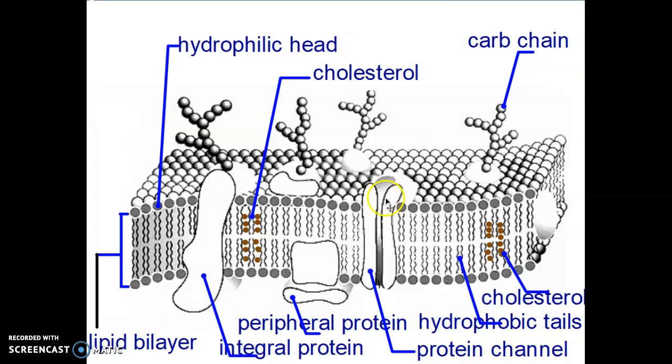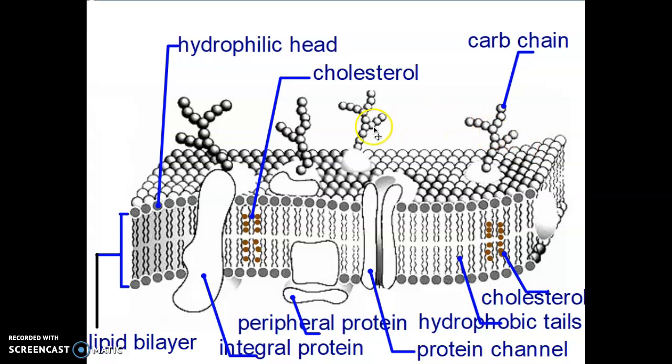And then we have a lot of proteins in here. These are called peripheral proteins because they're just on the outside. These are called integral proteins because they go all the way through, almost like if you stick a toothpick through your sandwich, and you can see it on the top and the bottom. They give it strength too. And then we also have protein channels. If you notice, it's an empty channel through there, and that's how larger molecules can get in and out.